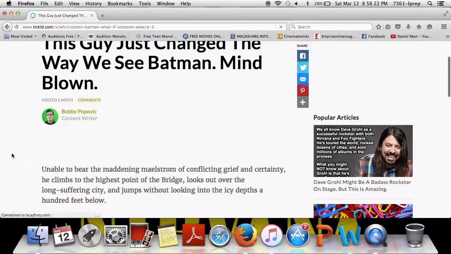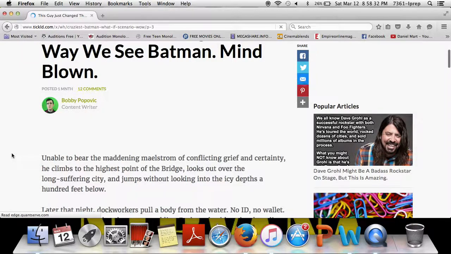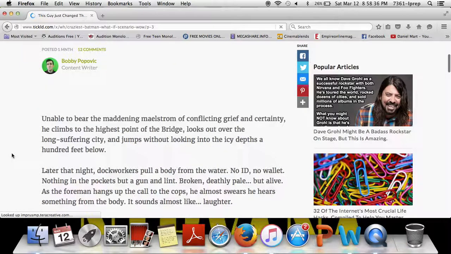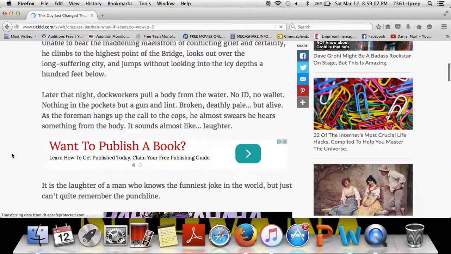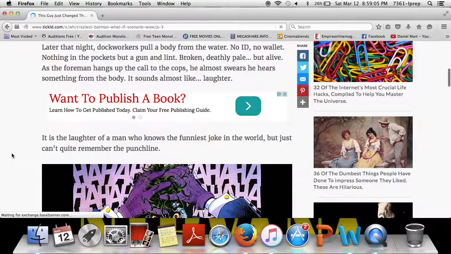Unable to bear the maddening maelstrom of conflicting grief and certainty, he climbs to the highest point of the bridge, looks out over the long-suffering city, and jumps without looking into the icy depths 100 feet below. Later that night, dock workers pull a body from the water. No ID, no wallet, nothing in the pocket but a gun and lint. Broken, deathly pale, but alive. As the foreman hangs up the call to the cops, he almost swears he hears something from the body. It sounds almost like laughter. It is the laughter of a man who knows the funniest joke in the world but just can't remember the punchline.